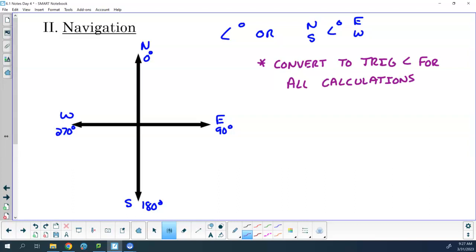So if the problem says that you're bearing 300 degrees, that doesn't mean you get to use 300 degrees as that angle for the rest of the problem. You've got to convert it back to a trig angle. And what is that? That would be 150 degrees, the trig angle for that. So just know that you've got to convert that into a trig angle.